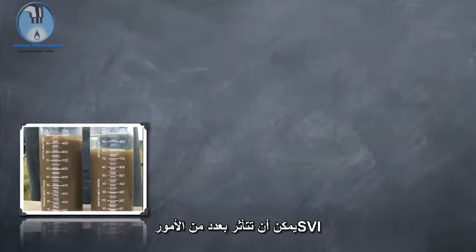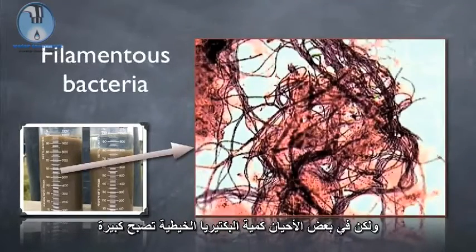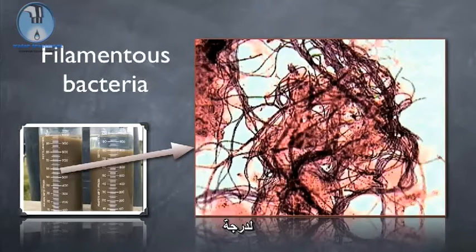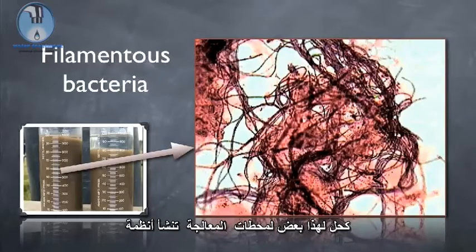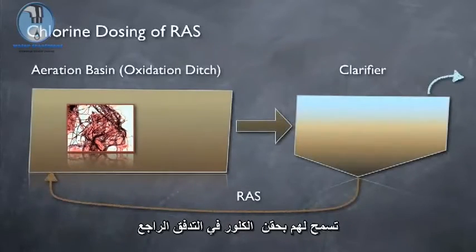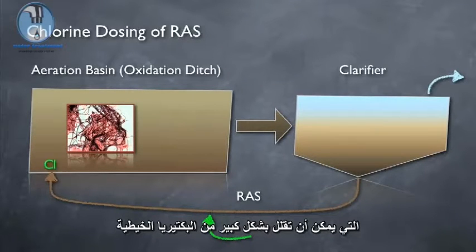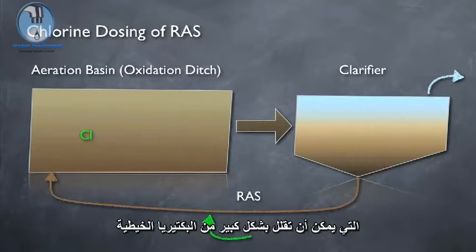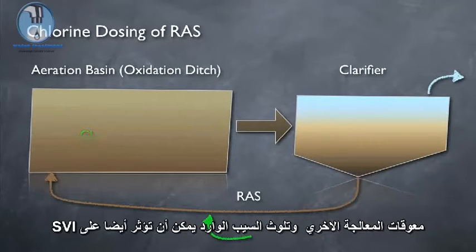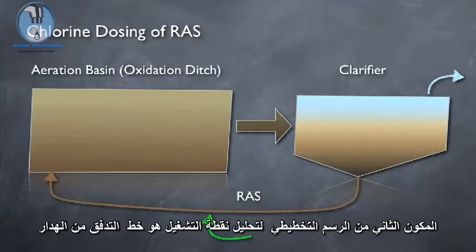SVI can be affected by a number of things. Almost all activated sludge develops some filamentous bacteria. However, sometimes the quantity of filamentous bacteria becomes abundant such that it settles poorly due to bridging of the floc. As a solution to this, some treatment plants have installed systems which allow them to dose chlorine into the recycle flow, which can significantly reduce the filamentous bacteria. Other process hiccups and influent contamination can also affect the SVI.